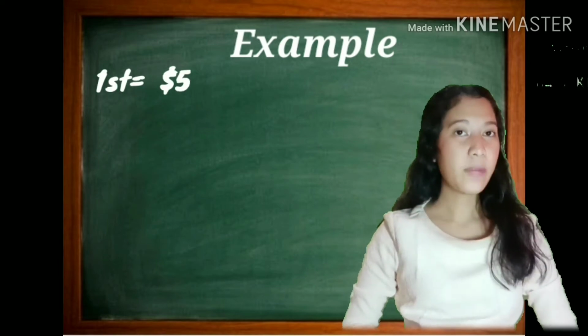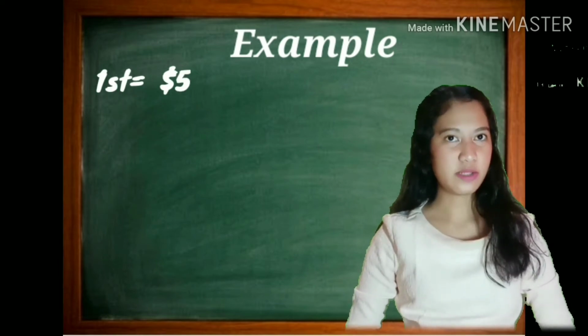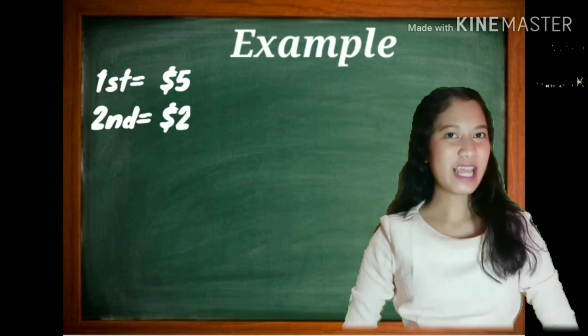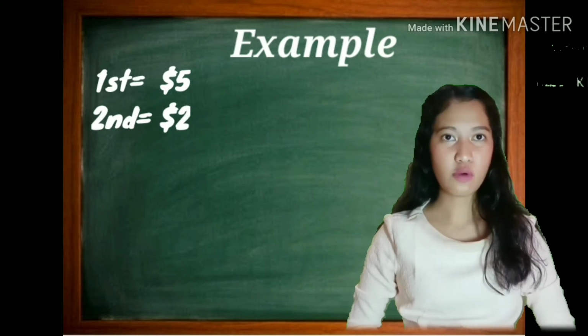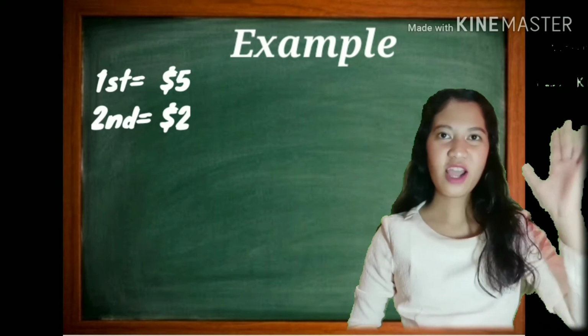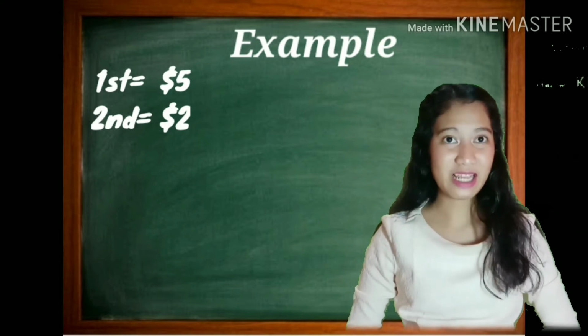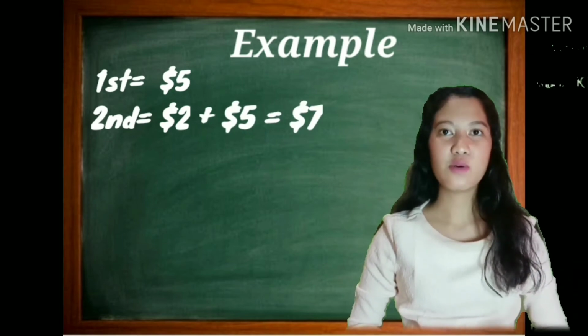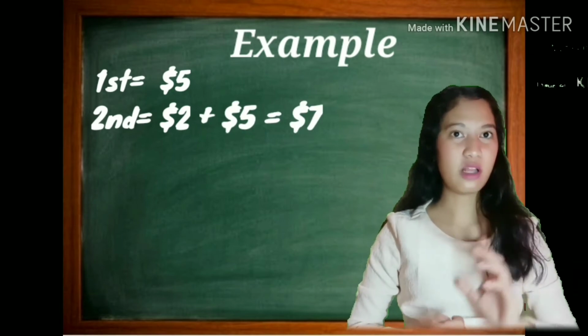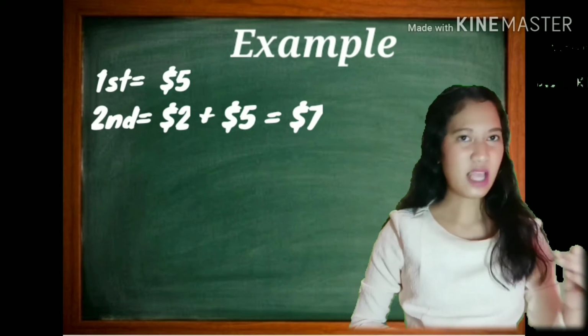First day, Marcus gained $5. On the second day, he gained $2. Our solution goes like this. The $5 that Marcus gained on the previous day will be added to the second day. So $5 plus $2 is equal to $7.